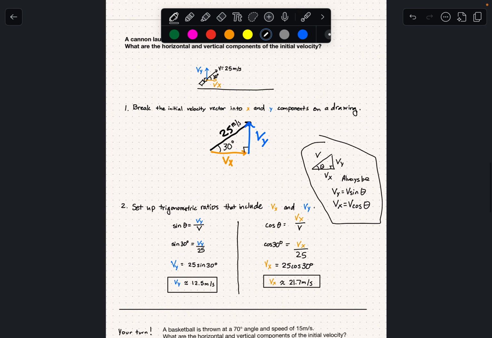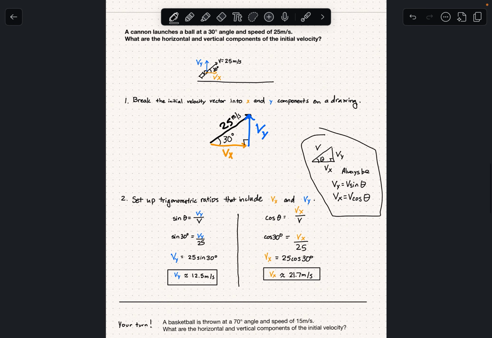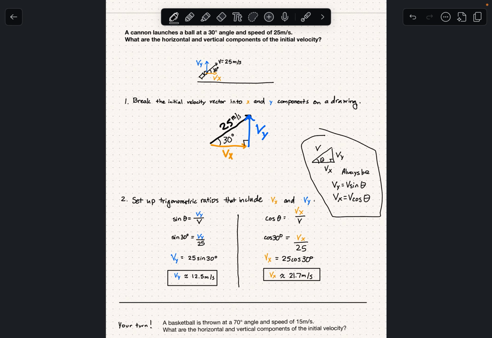Thank you for watching the basics of how to solve for components of velocity, in this case for a projectile. Good luck on future problem solving.